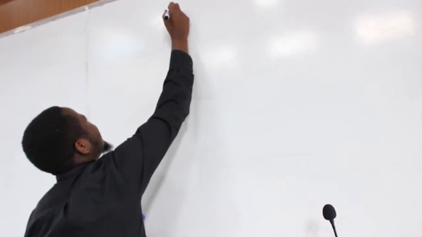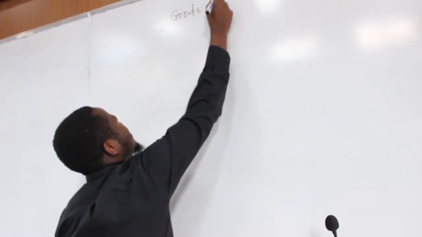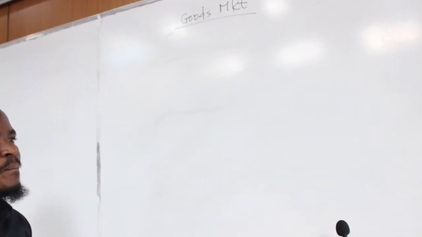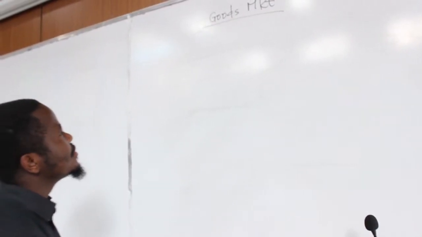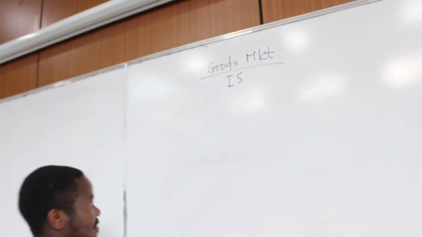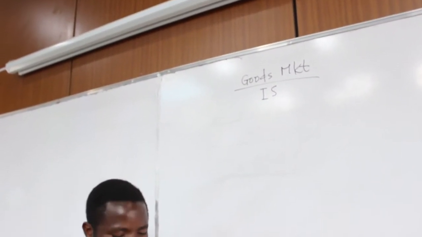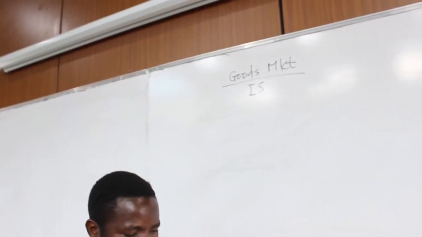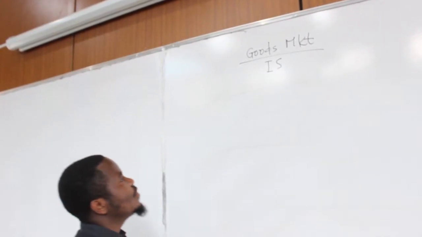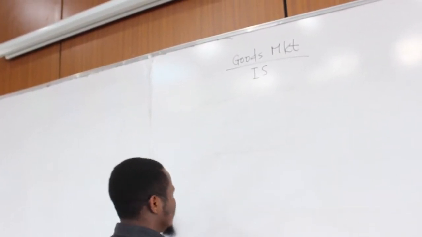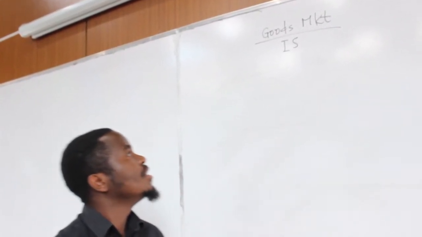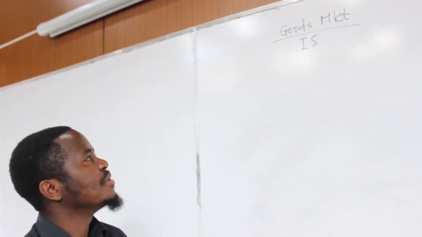We are going to look at the goods market, and we shall denote the goods market using IS. So whenever we say IS, we shall mean that we are looking at the goods market, the real sector. What is IS? IS is a framework. In this video, we'll be interested in the Keynesian framework, the IS framework.